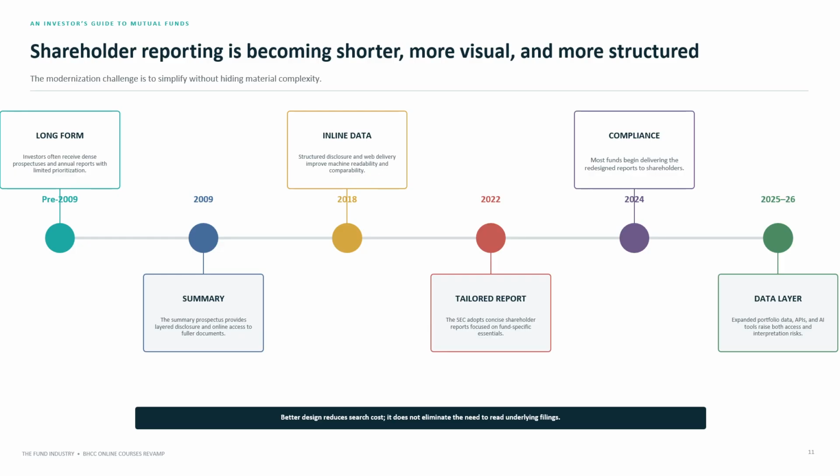New APIs and artificial intelligence tools can lower search costs, but they can also produce a confident summary of stale or misunderstood data at impressive speed. Better design helps investors find the question. It does not eliminate the need to verify the answer in the underlying filing.